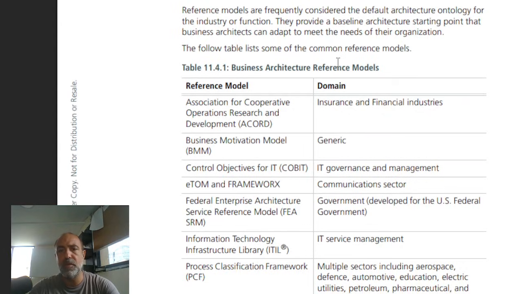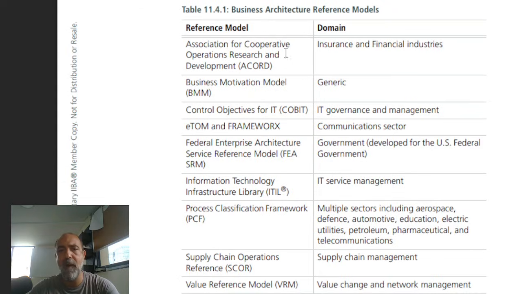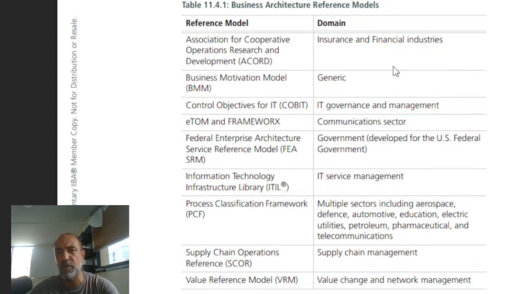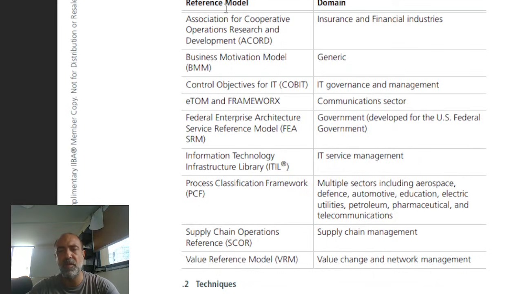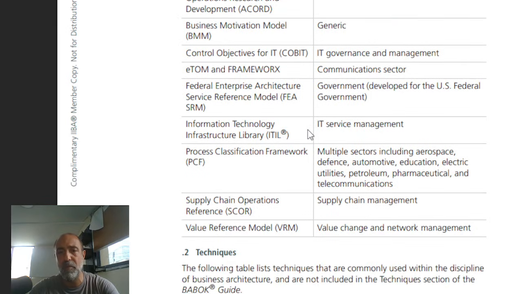The following table lists some of the common reference models. One reference model is Association for Cooperative Operations, Research and Development, Insurance and Financial Industries. So one side is the reference model and the other is the domain. Business Motivation Model is a generic one. Control Objectives for IT is an IT governance and management one. eTOM frameworks, communications sector. Federal Enterprise Architecture.